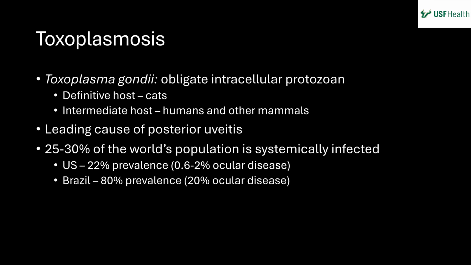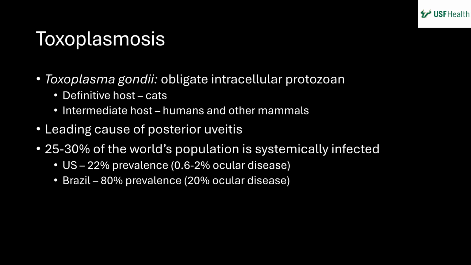So our patient had recurrent ocular toxoplasmosis. This organism is a single-celled obligate intracellular protozoan. The definitive host is the cat, but we are the intermediate host as well as other mammals like livestock and birds. It's the most common cause of posterior uveitis worldwide, and at least a quarter to a third of the world's population may be infected by toxo, though this varies greatly by region.